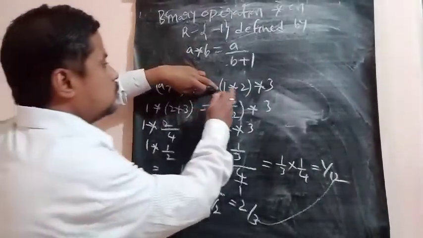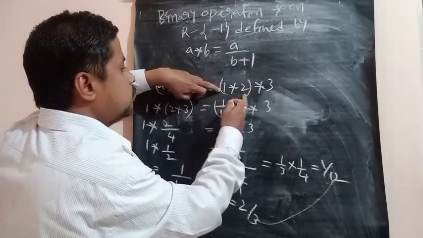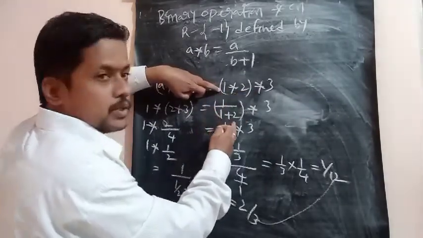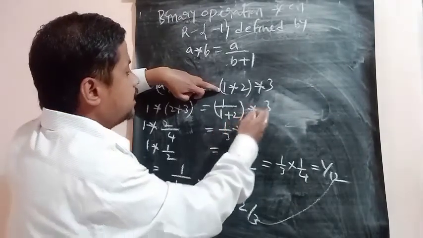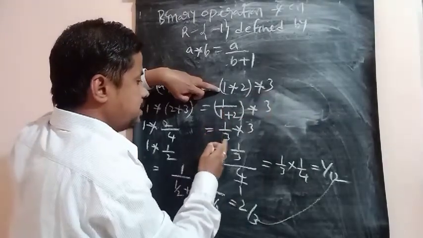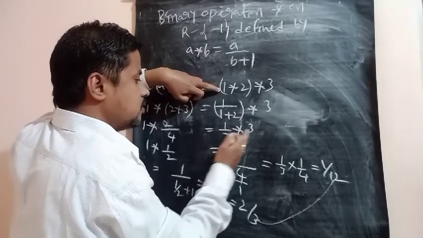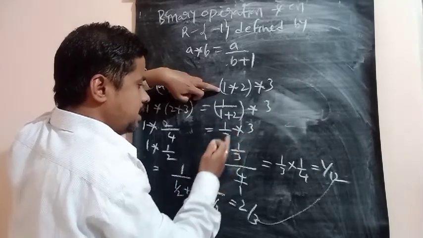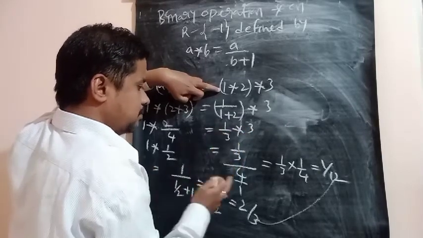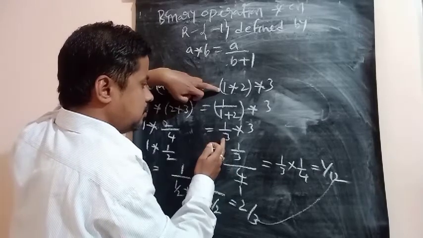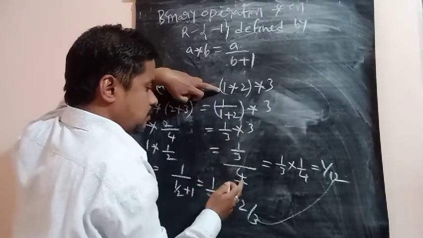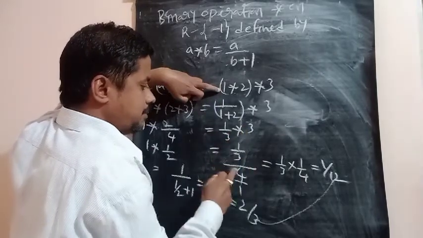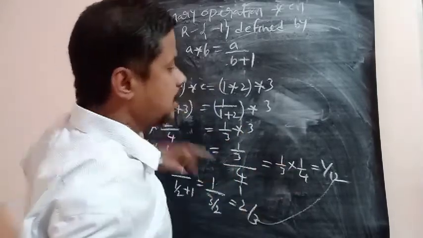1 star 2 star 3. 1 star 2 is equal to what? 1 divided by 1 plus 2, which is 1 by 3, star 3. Again this one A, this one B: A divided by 1 by 3 plus 3... 3 plus 1 is 4. So inverting, 1 by 3 divided by 4 is 1 by 12. The answer is 1 by 12.